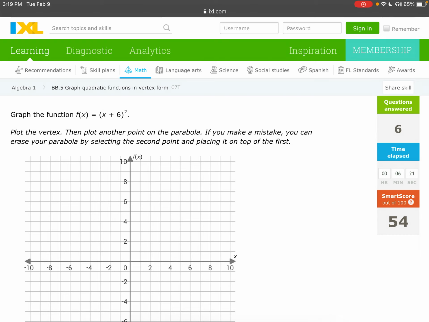So my 2 points here, I'm going to start at 0, -6. I'm sorry, let me back up. I'm going to start at -6, 0. Step to the right one and up 1. I didn't quite get that right. And there we go.